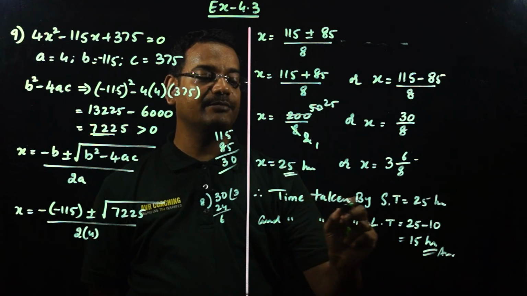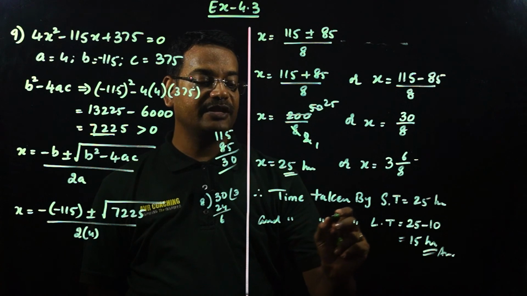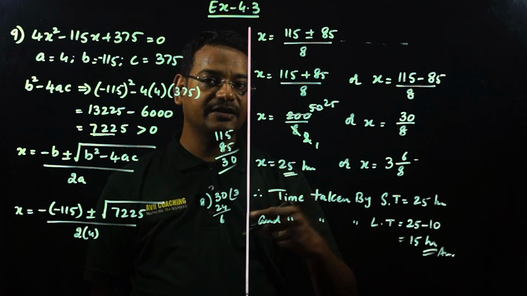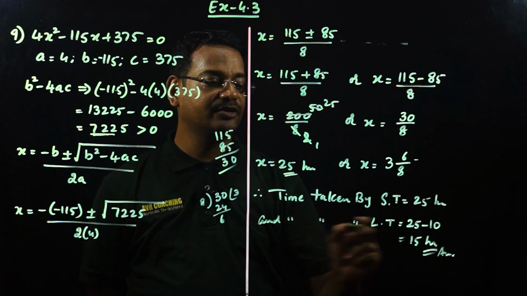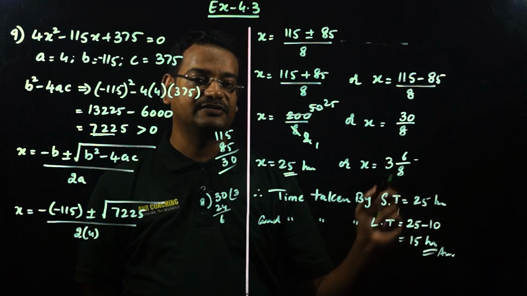Therefore the time taken by the smaller tap is equal to 25 hours and the time taken by the larger tap is x minus 10. That is, it will take 10 hours less than the smaller tap. So this is 25 minus 10, which is equal to 15 hours.